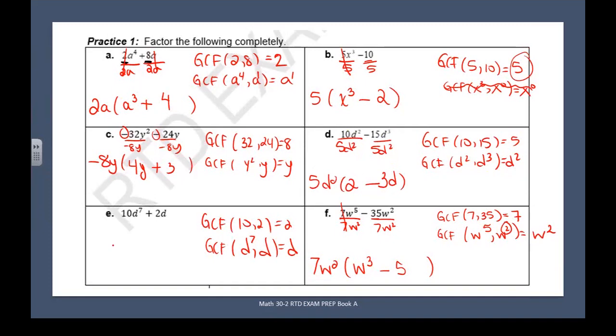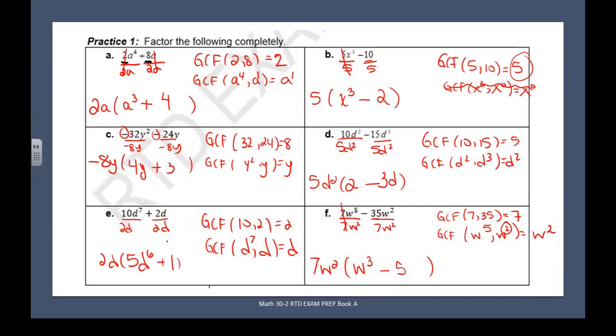And then the last one, I said the GCF is 2 and d. So I'm going to divide each by 2d. So 10 divided by 2 is 5. 7 take away 1 is 6. Plus 2 divided by 2 is 1, and the d's also cancel.